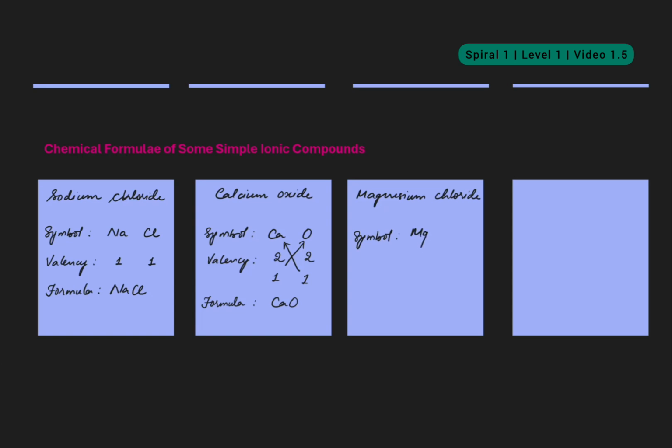Easy, right? Mg and Cl. Valency: 2 and 1. We will do the crisscross, and we have the formula for magnesium chloride as MgCl2.